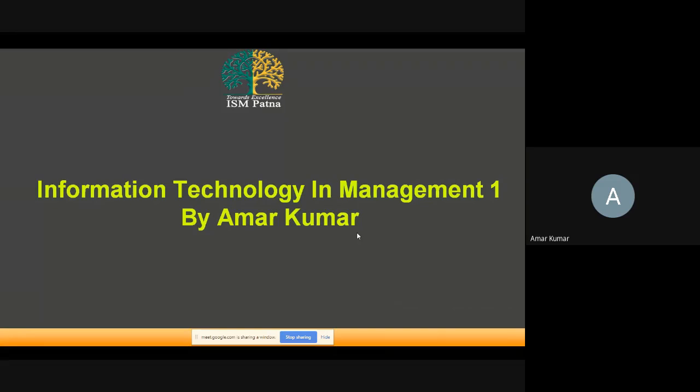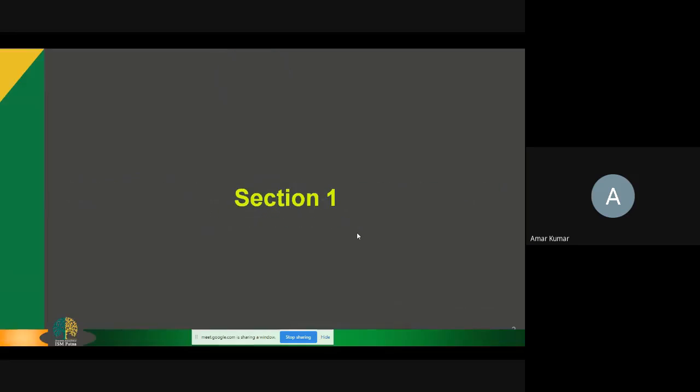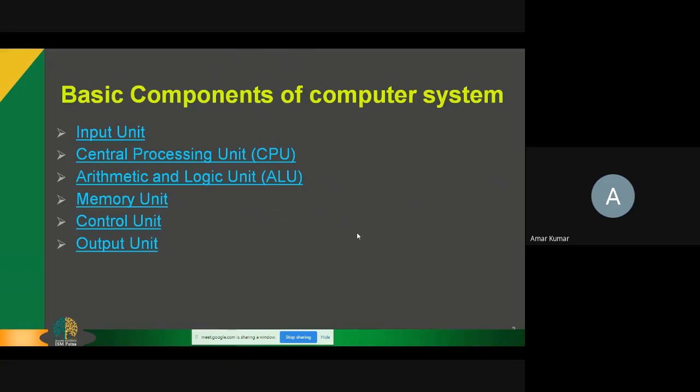Today I will discuss information technology in management. Section 1, basic components of computer system.